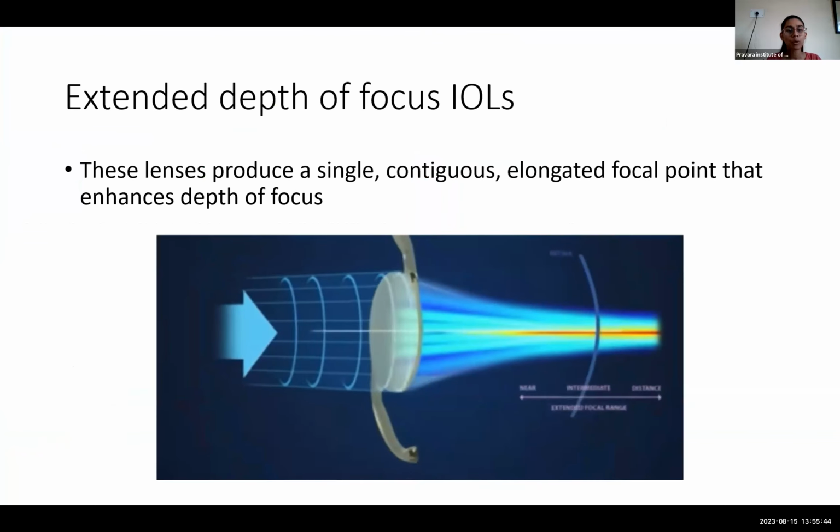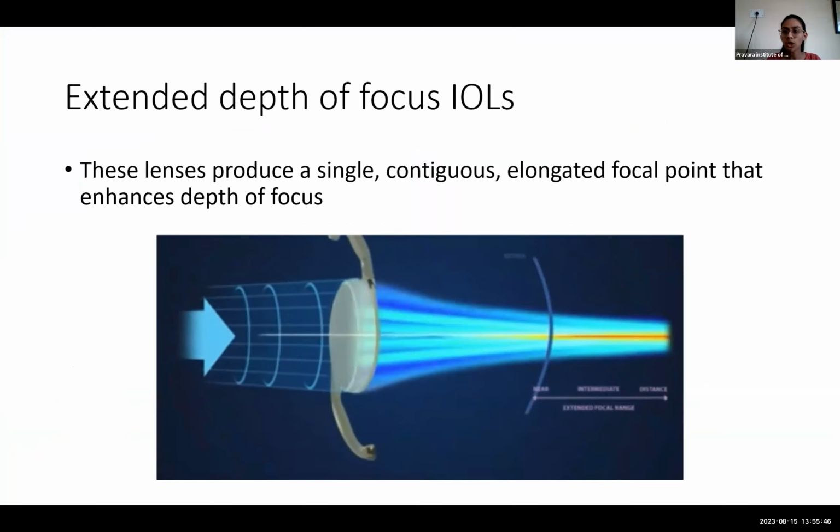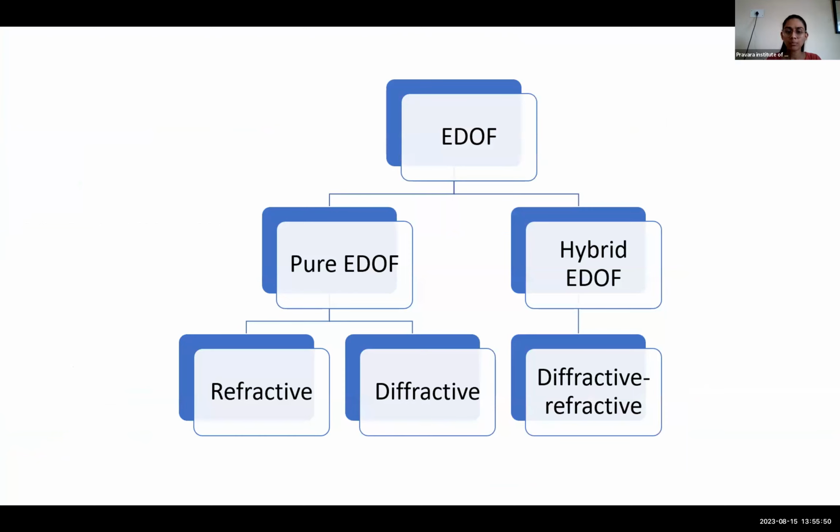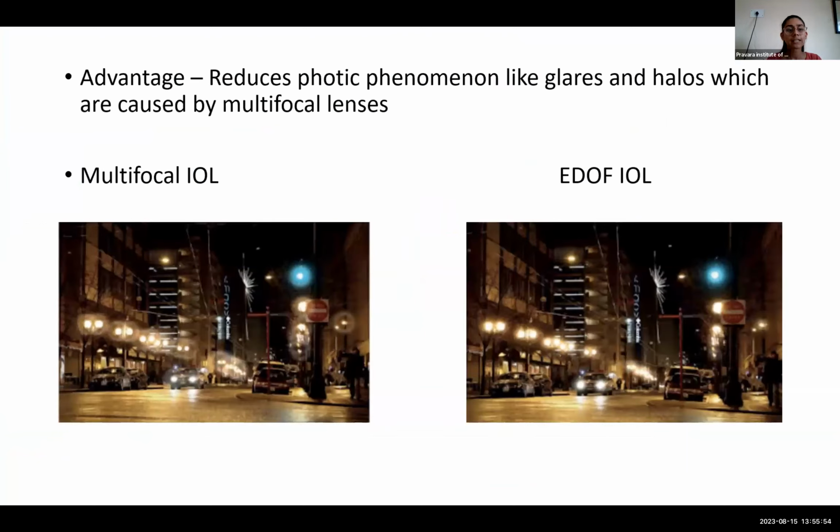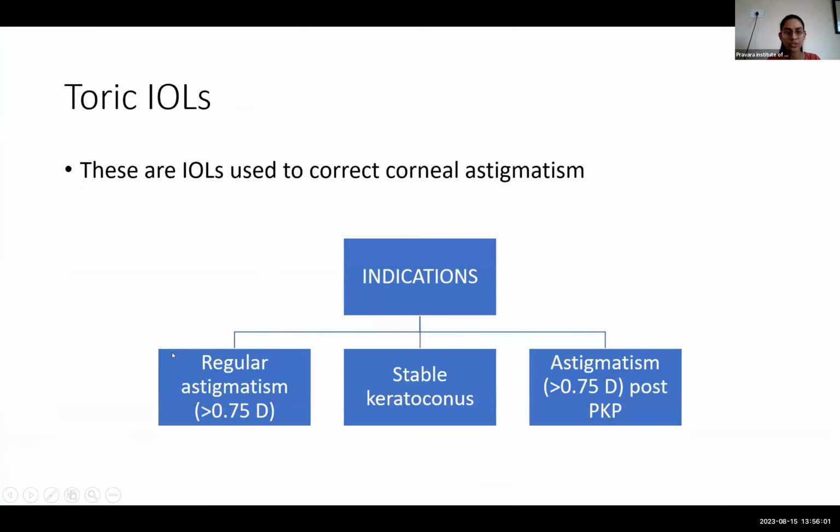EDOF lenses produce a single contiguous elongated focal point, which enhances the depth of focus. They can again be pure EDOFs, which are refractive, diffractive, or have hybrid lenses. Their advantage is that the photic phenomena that we see with multifocals, like the halos around lights, are markedly reduced.